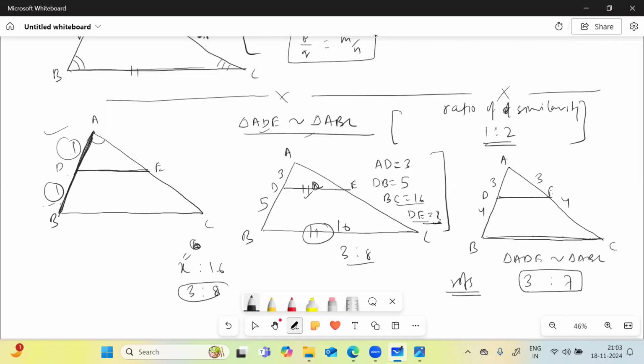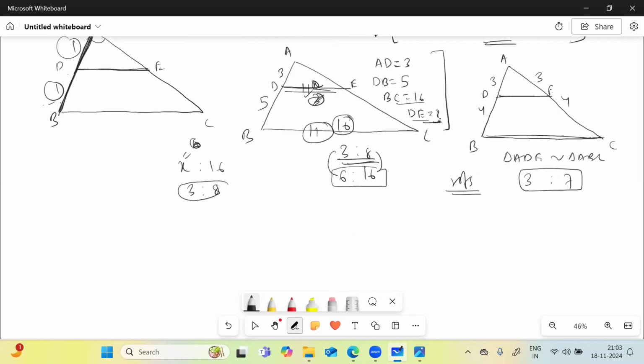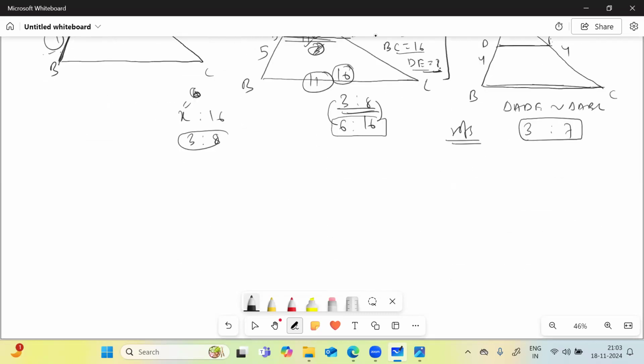समझ में आई सबको बात? नहीं सर. अरे, what I was telling you that सिमिलरिटी का रेशियो आपको पता चल गया 3:8. तो अब बड़े वाले का BC साइड जो है वो 16 है. तो 8 की वैल्यू 16 है तो 3 की वैल्यू कितनी होगी? DE साइड जो है वो 3 को रिप्रेजेंट करेगा. तो 3 की वैल्यू 6 होगी ना. अच्छा आ गया. तो इस तरीके से आपसे कोई भी सवाल पूछा जा सकता है.